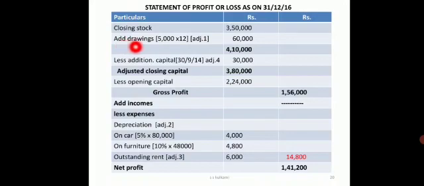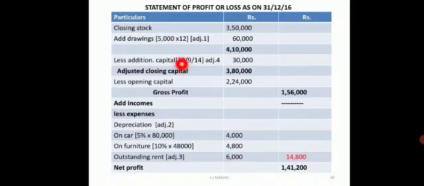So that 5,000 per month means for the whole year I should see what my total drawings are. So 5,000 into 12 gives me 60,000. This is as per adjustment 1. So 3,50,000 plus 60,000 gives me 4,10,000. If this 60,000 was not existing, my closing capital would be 4,10,000. Now from this I have introduced additional capital, that is, on 30th September I have introduced.